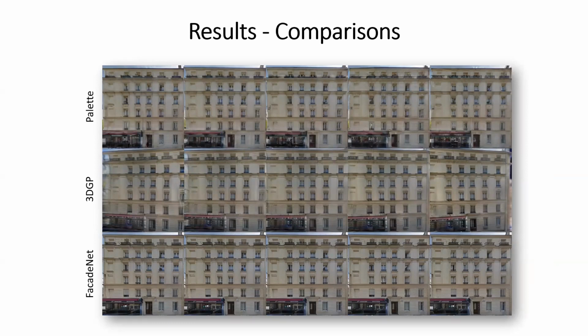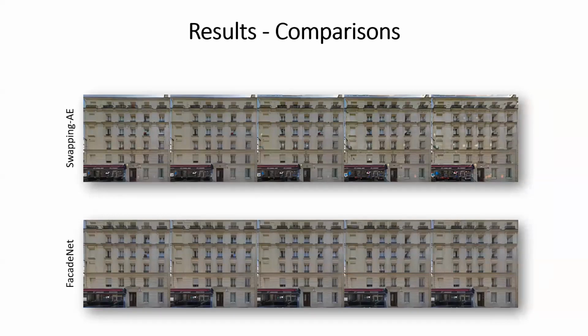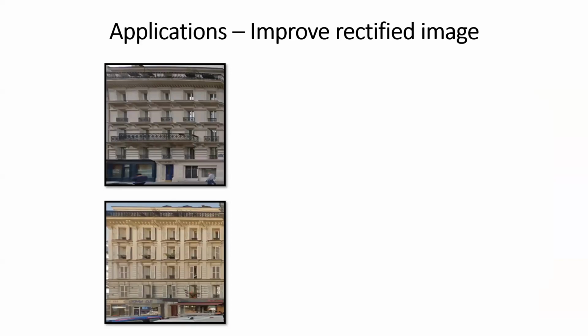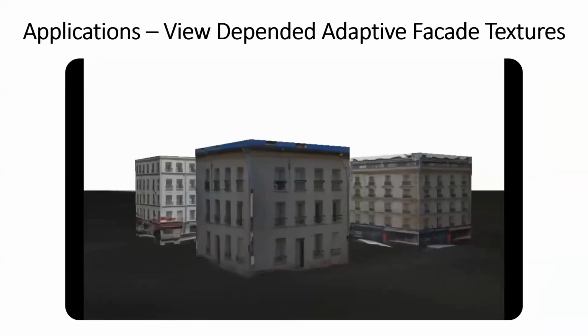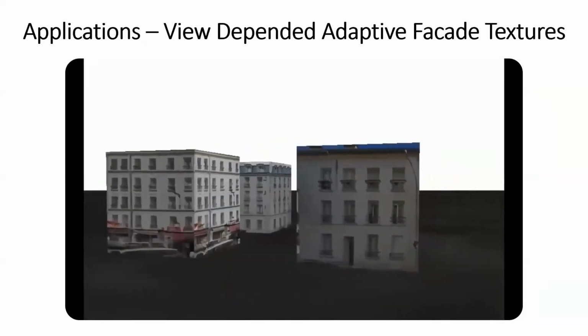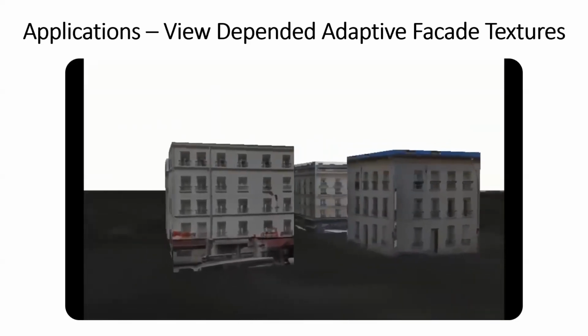Further, we provide a visual comparison with other methods, and upon observation, it is noted that 3DGP and Palette can generate novel views. However, the results are considerably more blurry compared to FacadeNet. The comparison between the swapping autoencoder and FacadeNet reveals the swapping autoencoder generates artifacts, particularly noticeable in extreme viewpoints. Lastly, FacadeNet enables the development of novel applications, such as an improved rectified image application. This application involves synthesizing a problematic facade image from better views, resulting in higher quality information for problematic areas. Another application involves the development of view-independent adaptive facade textures that can conveniently assemble a realistic 3D urban scene.